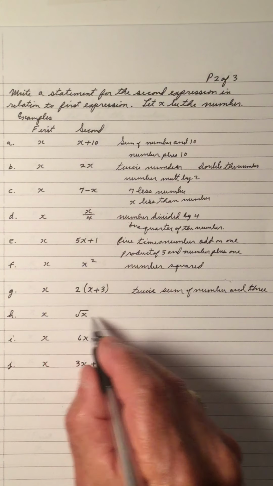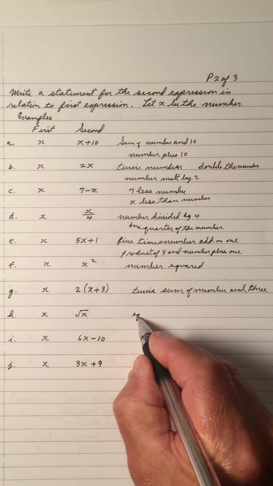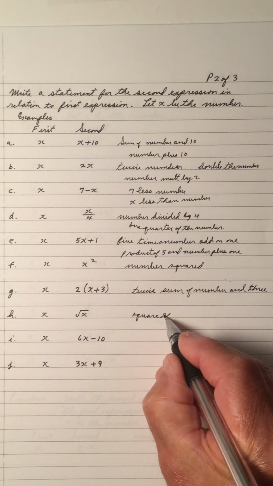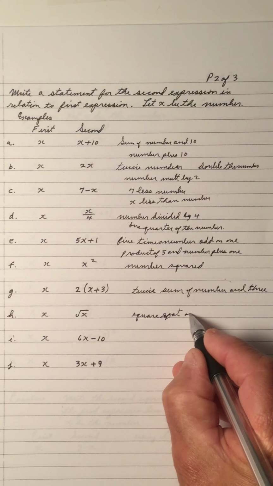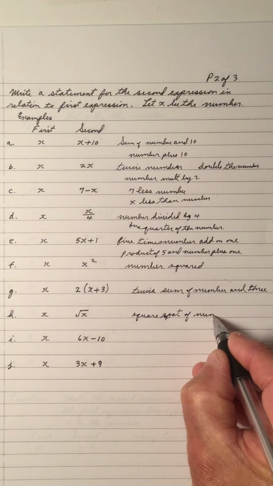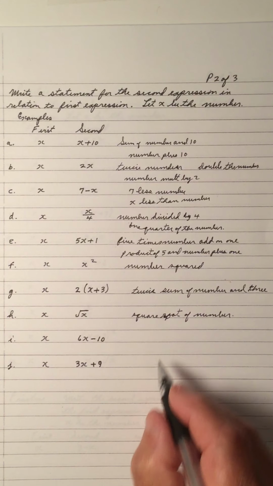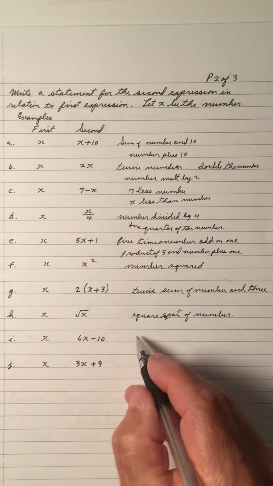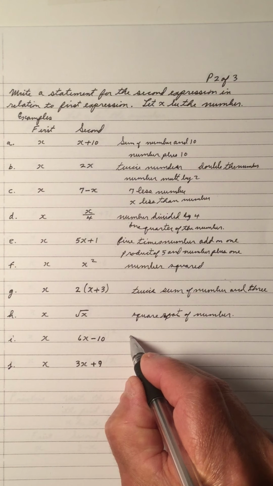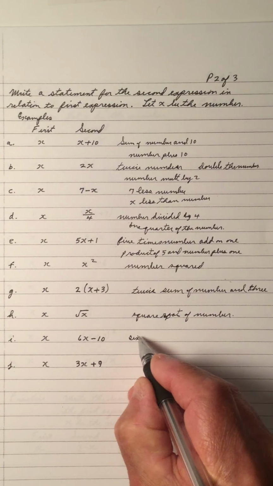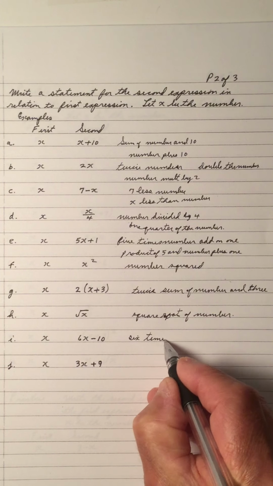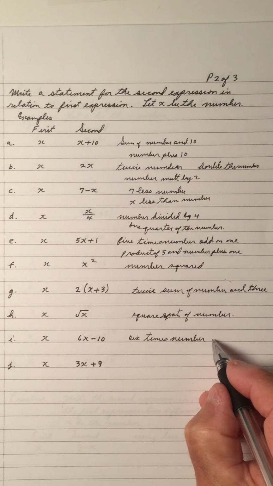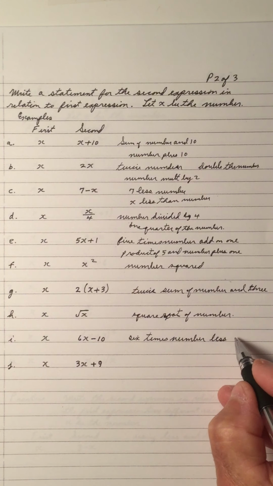And that's the number, so we're doing the square root. Square root of the number. Square root of the number. And again, we have a product and a subtract. So that's 6 times the number less 10.